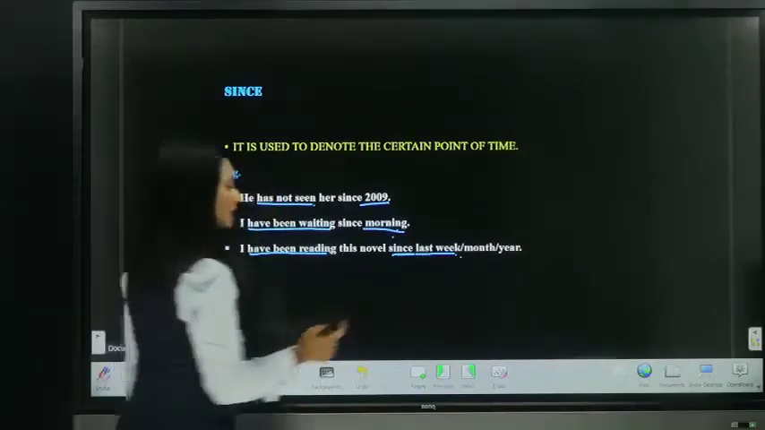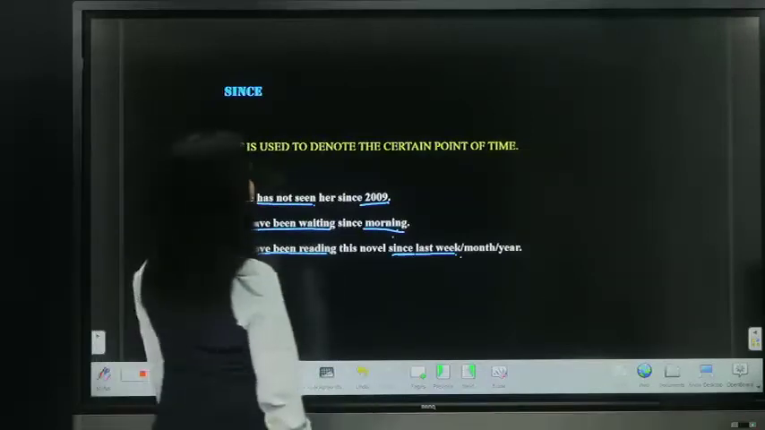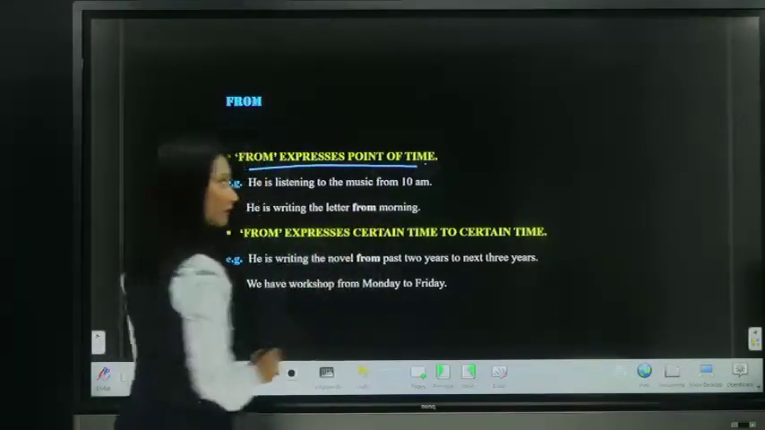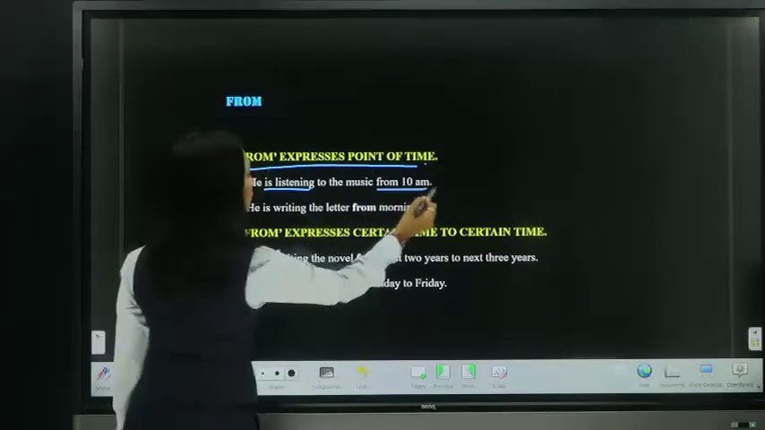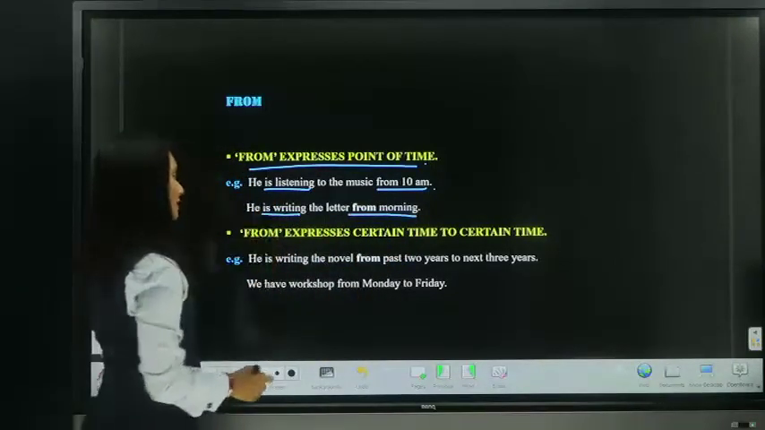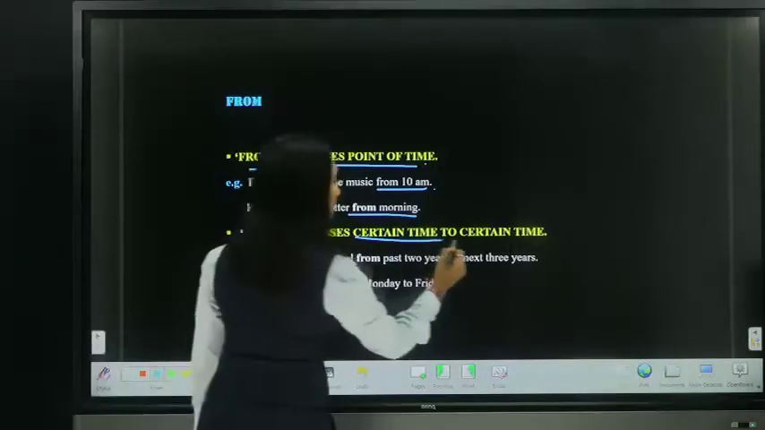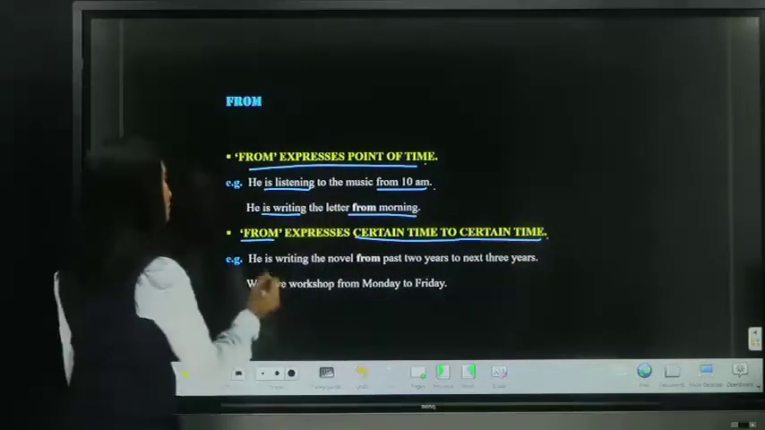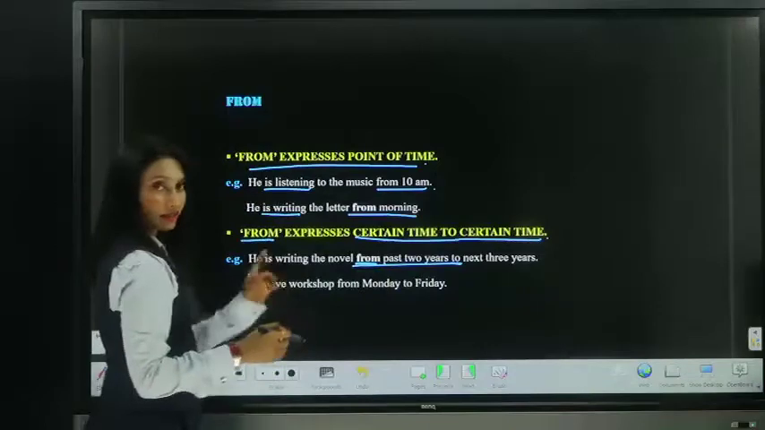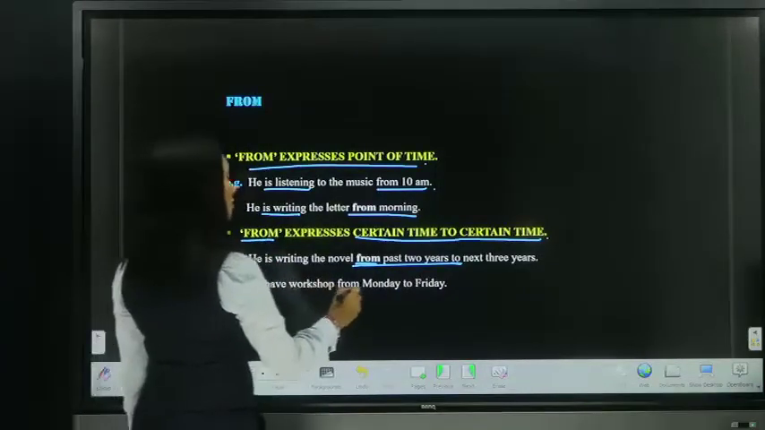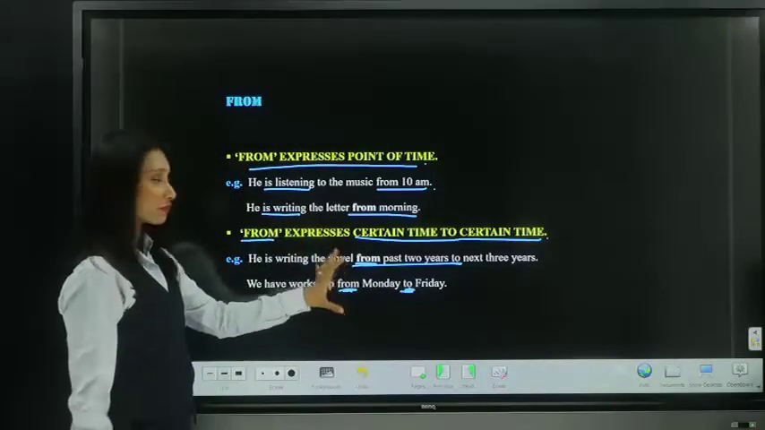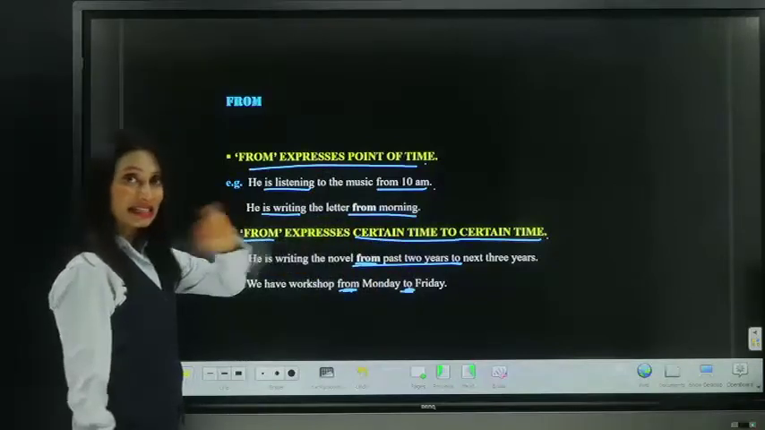So that's about since. Now look at the next one, that is from. From expresses a point of time. He is listening to the music from 10 a.m. He is writing the letter from morning, but in non-perfect tenses. From also expresses a certain time to a certain time. For example, he is writing the novel from the past 2 years to the next 3 years. From to: we have a workshop from Monday to Friday. From a particular point of time to another certain point of time.